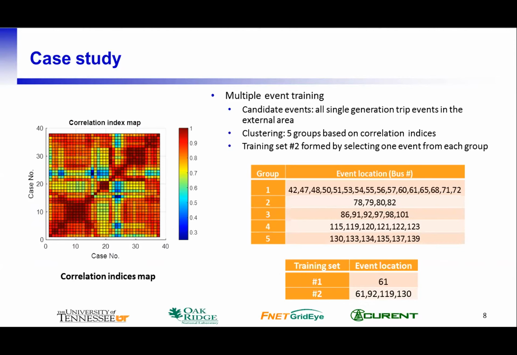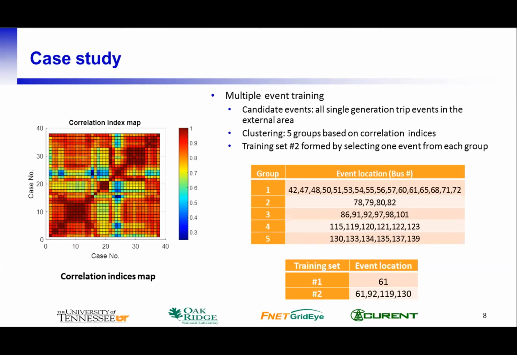First, as discussed before, we have to choose a large data set that contains all the candidate training cases. In this study, we choose all the single generation trip events within the study area as the candidate events. There are 38 events in total. Next, to categorize these candidate events into different groups, we calculate the correlation index that we mentioned before, which describes the similarity between different case scenarios.